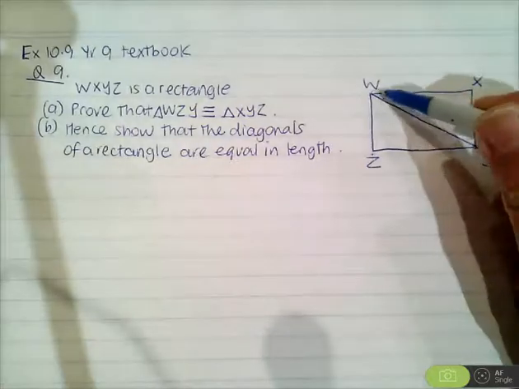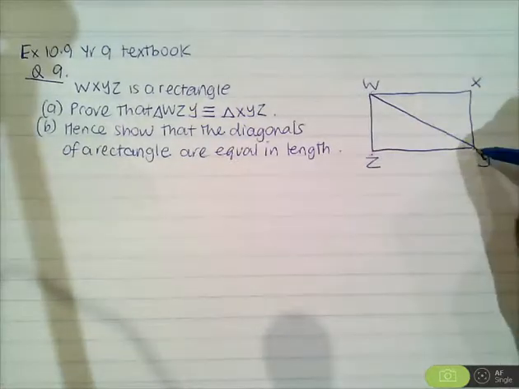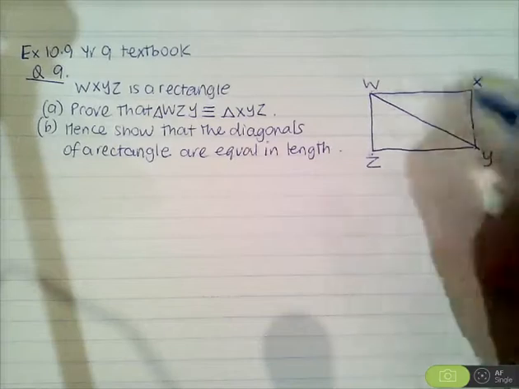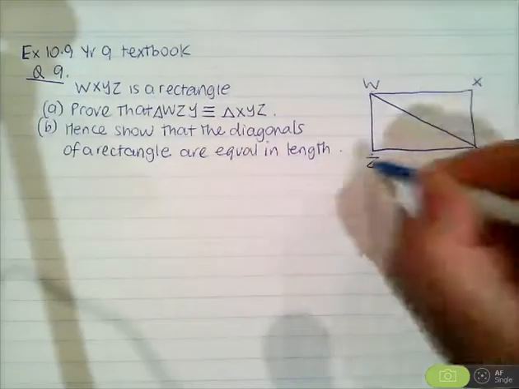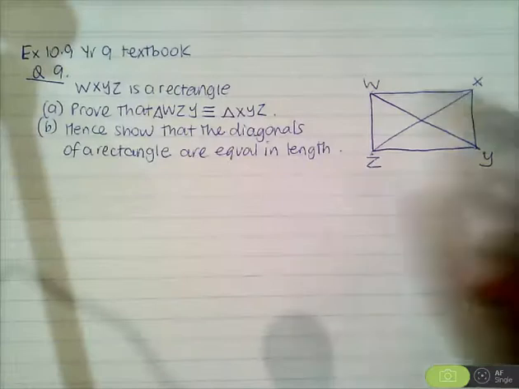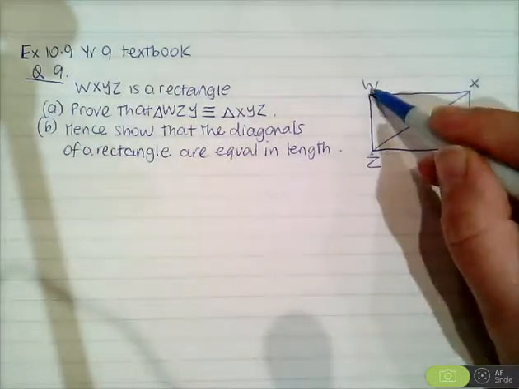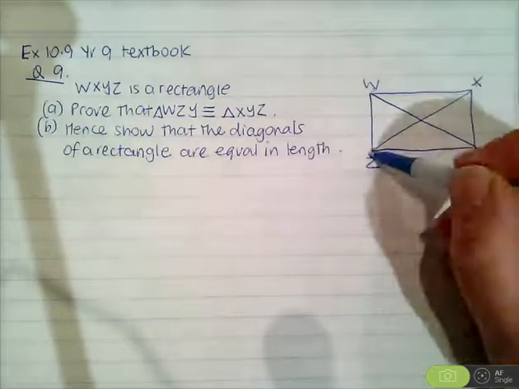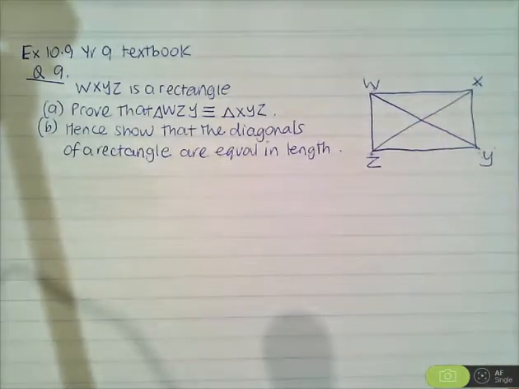So prove that triangle WZY is congruent to triangle XYZ. So actually I have to draw another triangle across here. So what I've got to do is prove that that triangle there, WZY, is congruent to triangle XYZ. So just be careful because we've got overlapping triangles here.